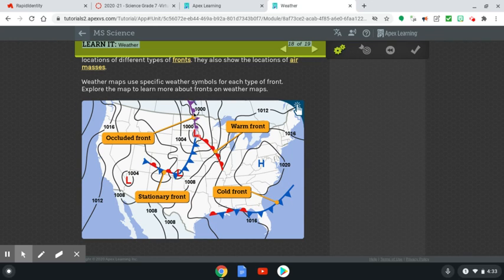And then we have an occluded front. We have two cold fronts with the warm front in the center. And the fronts are moving in the direction of the symbols.